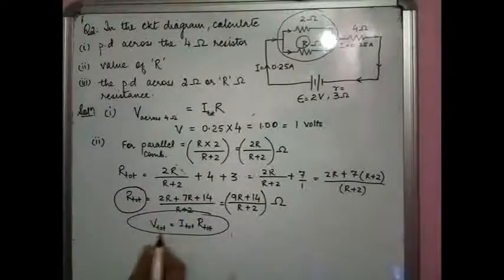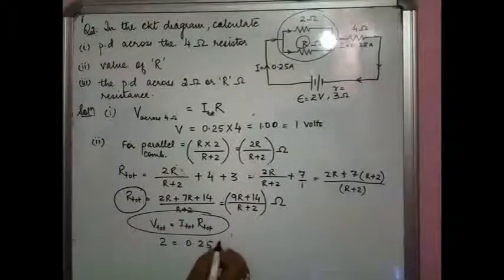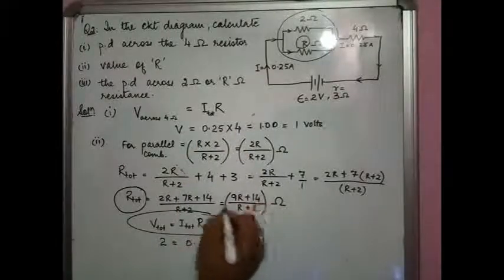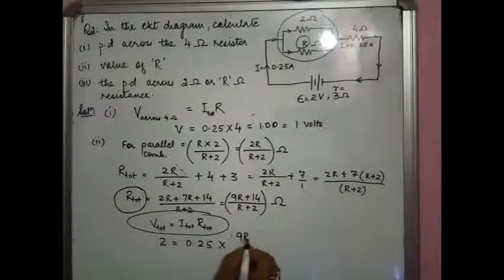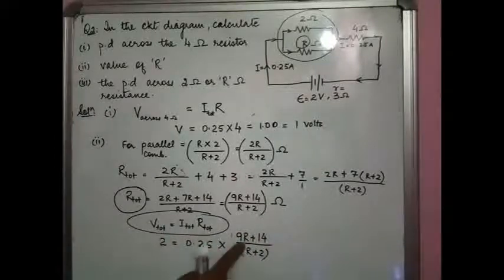Okay, the only difference is here we have to take the battery voltage, which is 2 volts, equal to I total. I total is 0.25 multiplied by R total we have just calculated. So this becomes 9R plus 14 upon R plus 2. Okay, this equation can be used to solve for R value. Now I'll just show you, I'll erase this and show you the exact calculation.